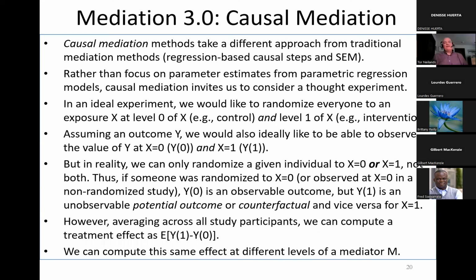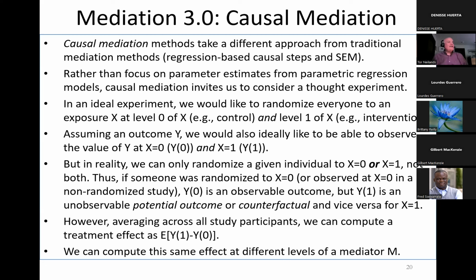So I like to call them causal mediation version 3.0. And it takes a different approach from traditional mediation methods. Rather than fitting parametric regression equations or structural equation models, what it does is it invites us to consider a thought experiment. In an ideal experiment, we would like to randomize everyone to an exposure X at level zero of X, for instance, a control experience, and also level one of X. In other words, like an intervention experience. And assuming an outcome Y, we'd also like to ideally be able to observe the value of Y at X equals zero. And we're going to call that Y0 here. And also at X equals one, which we'll call Y1.